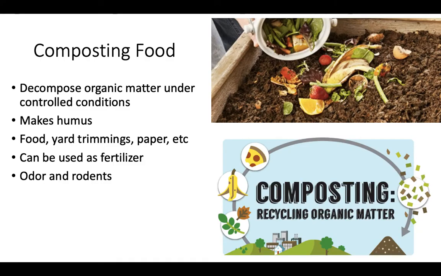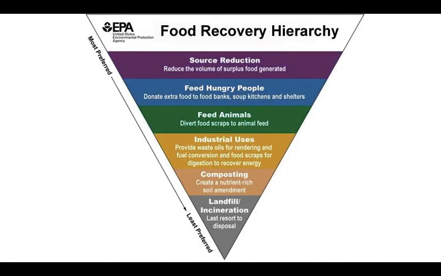We can recycle our food through composting. This is the decomposition of organic matter in controlled conditions. We do it at school. We do it at Holly Hill. You might do it at home. It basically makes humus, which you can use in your garden to fertilize, and you can do food, yard trimmings, paper, newspapers, etc. The only real downsides are that it produces an odor and it can lead to rodents. But if you do it right, you won't have those problems.